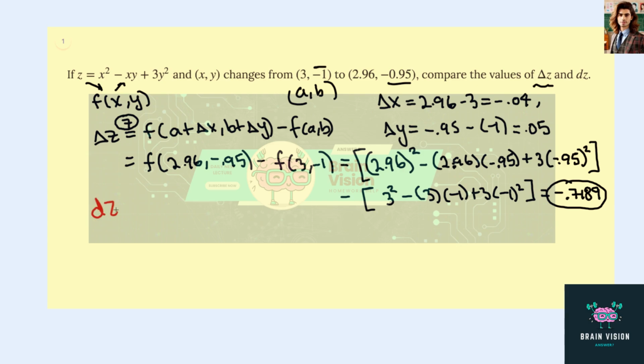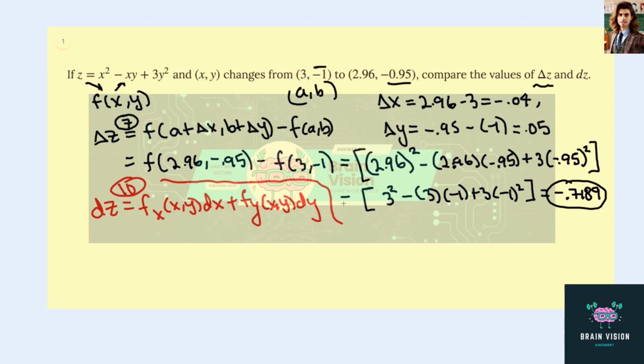Next one up is dz. This is given by formula 10, same section. You can see it's a different looking formula. Right after formula 10, it's mentioned that we can take dx to be delta x, and dy to be delta y for these types of problems. The reason is that if delta x is small, these two are indistinguishable.